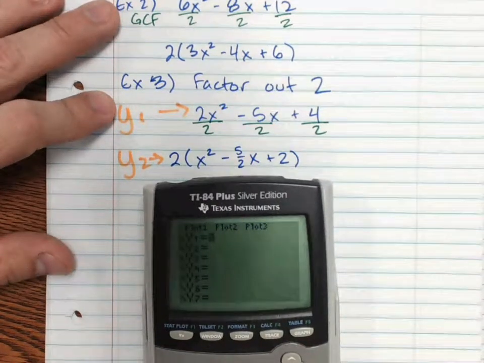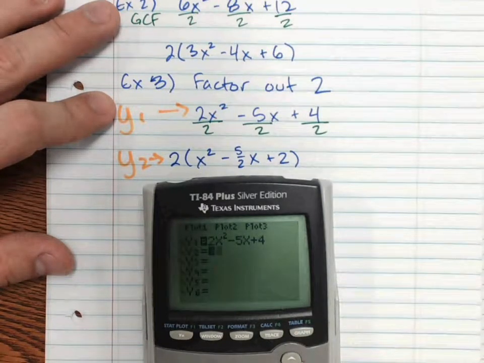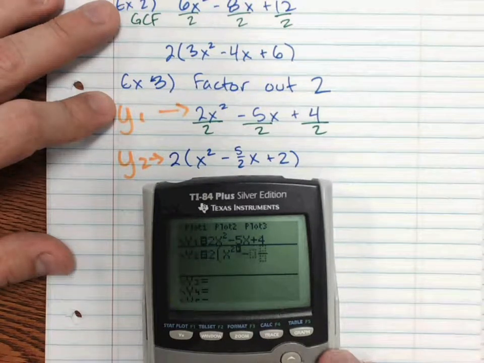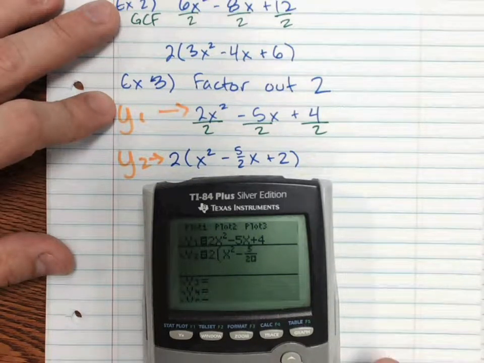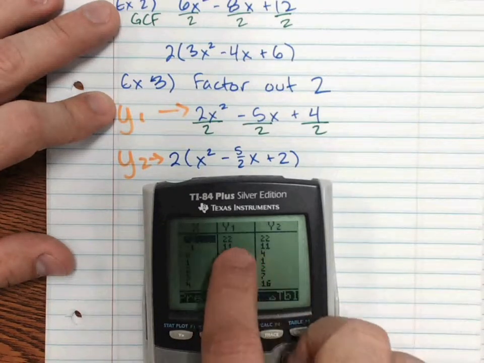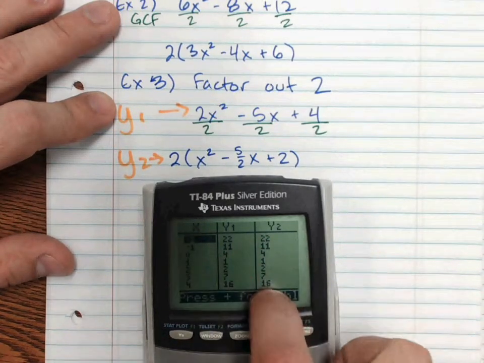The first is 2x squared minus 5x plus 4. And we're saying that we divided it by 2 and got 2 parentheses x squared minus 5 halves x plus 2. Plug those in, check the table, and again your second 2 columns should be identical every time. Okay, and we're going to use this method a whole bunch as we go forward.